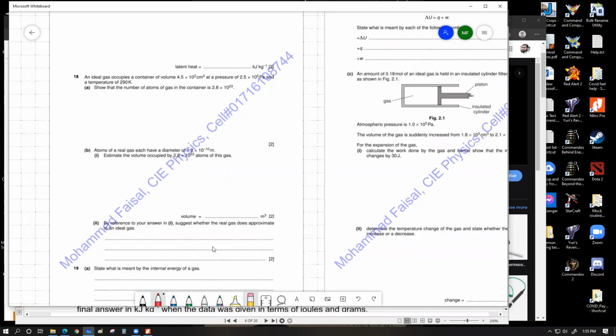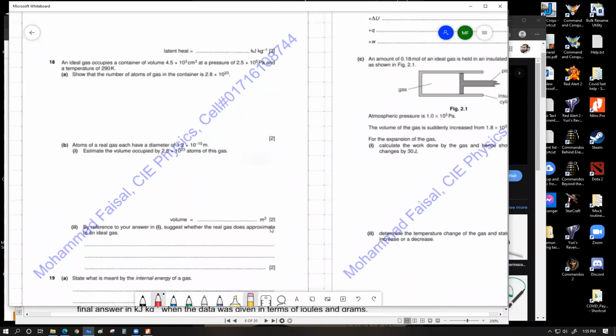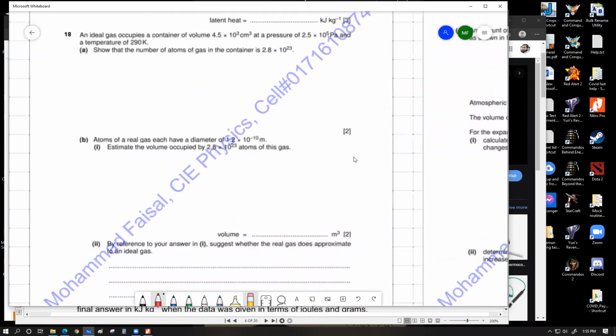Okay, this is actually pretty nice. Okay, let me just explain this part. I mean, how do we answer this part of the question? Have a look at the structure of this question.